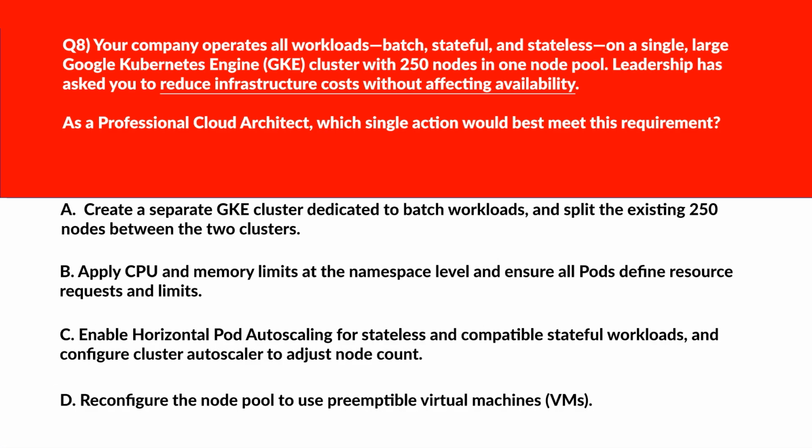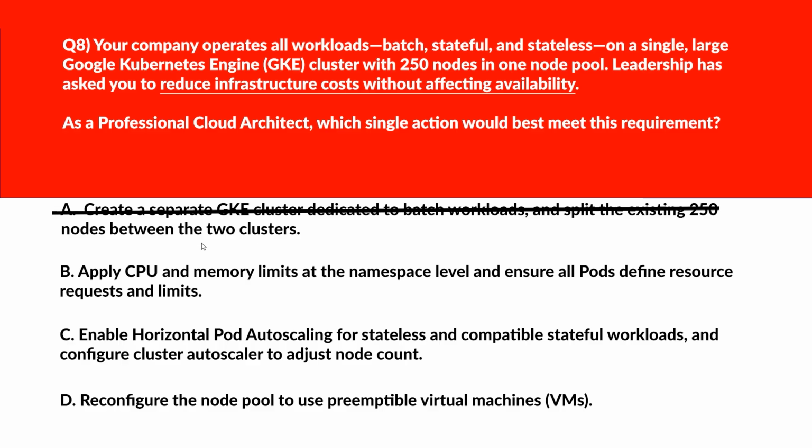Okay, let's look at this brainstorming question. As per the question, we need to reduce the infrastructure cost without affecting availability. Option A says create a separate GKE cluster, that is Google Kubernetes Engine cluster, dedicated to batch workloads, and split the existing 250 nodes between the two clusters. This option will add complexity and doesn't reduce total resource usage or cost. Incorrect. We'll move to now option B.